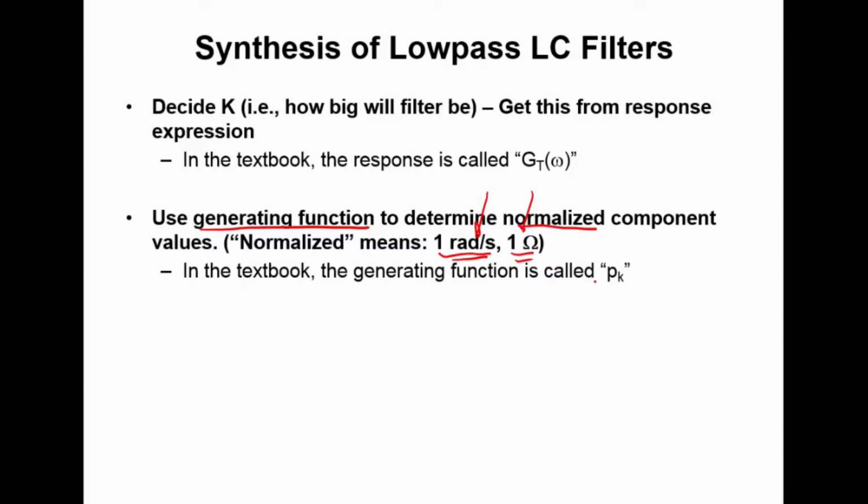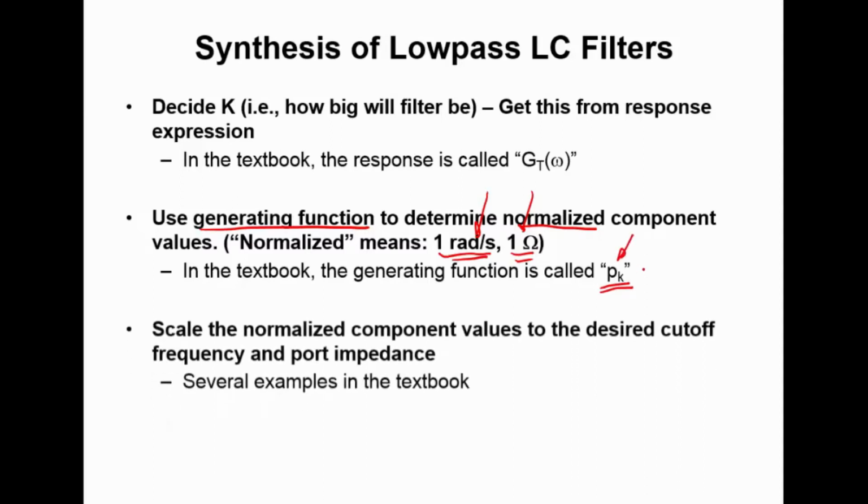By the way, in the textbook, the generating function, regardless of the response type, is referred to as P sub k. So P sub k are the values of the components in the filter. To obtain the actual component values that you need for your circuit, for the desired cutoff frequency and the desired port impedance, you scale the normalized component values. This is a very simple thing to do. It just consists of multiplying or dividing the normalized components by the right impedances or the right frequencies. And there are several examples of this in the textbook. The best way to learn how to do this is simply to follow those examples.